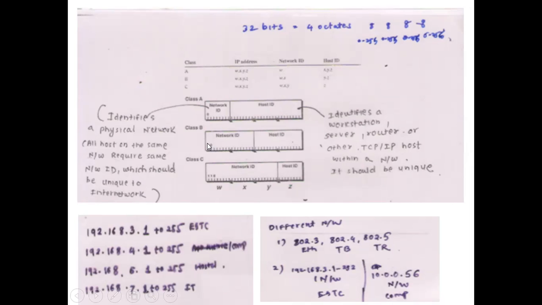Then class B has 2 octets as network ID and the remaining 2 octets as host ID. And class C: the first 3 octets are the network ID and the remaining fourth octet is the host ID.